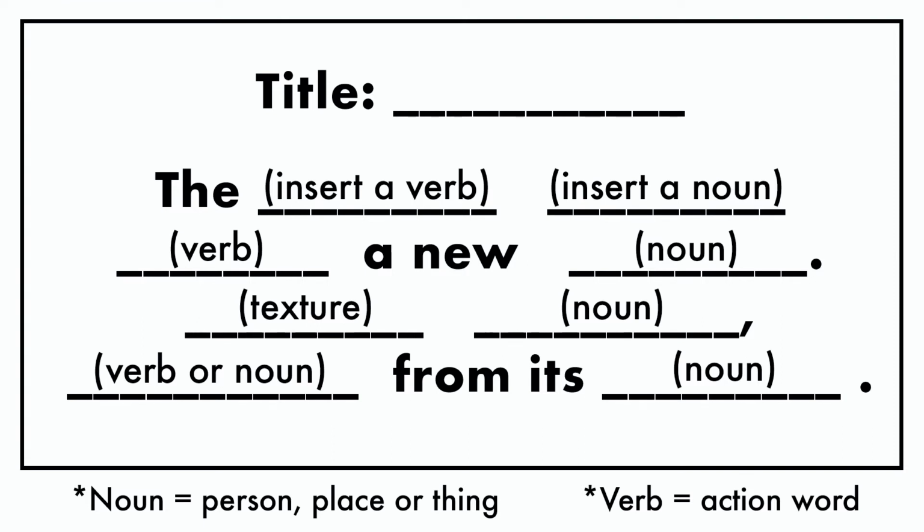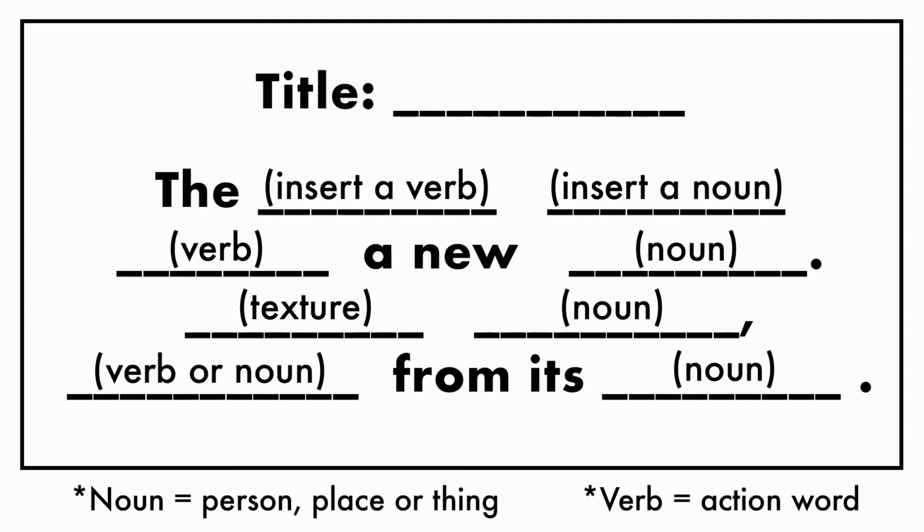Line 3 of the template, insert one of your texture words, followed by a noun. And then finally in line 4, start with a verb or a noun from your list. Add the words from, its, and then insert a noun from your list. Just a reminder, nouns are persons, places, and things. Verbs are action words. Now that you've written your poem using the template, you can put together a few of the words to come up with a title.